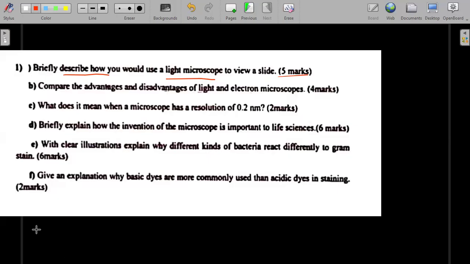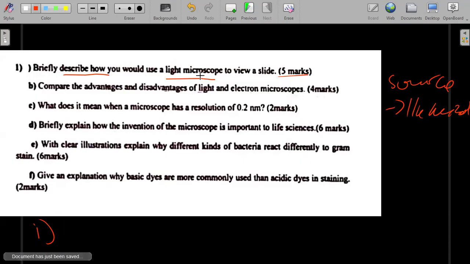Okay. So the first step you want to do, you would want to position your specimen or your slide so that it is over the source of light. And remember, when we were doing the first topic, we learned that the source of light for a light microscope is what we call an illuminator, isn't it? Okay. So the first thing, you would place your slide.